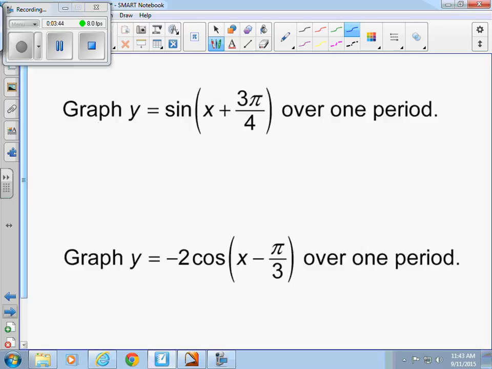So I want to graph this over 1 period. The hard thing about this is not the thought process. The thought process is identical to what you did in Algebra 2. The hard thing about it is a lot of times we're working with fractions of pi, and figuring out how far to move in fractions of pi can get a little tricky sometimes. So you probably need to see a couple of examples through. Maybe not a ton, but you probably need to see a couple.